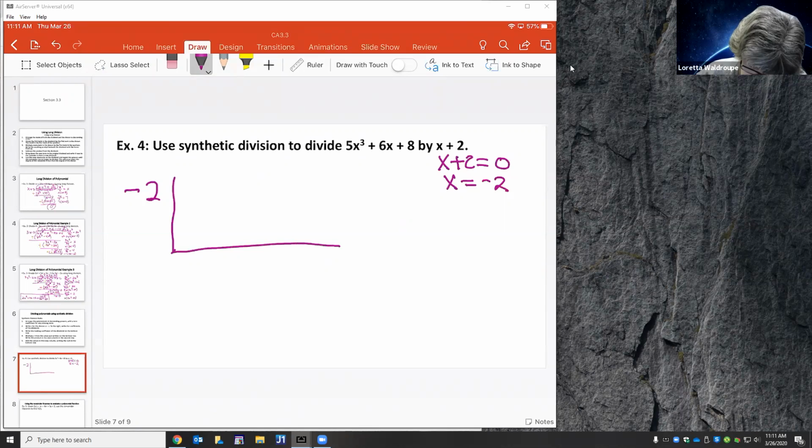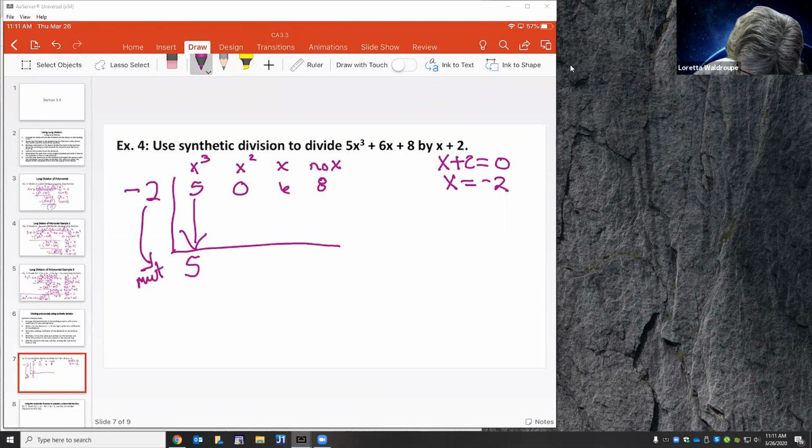Your coefficients go inside, so I have x cubed. The next term down would be x squared, x, and no x. Remember, if you're missing a power, you have to put a 0 in its place, okay? Your first number just comes down, you do nothing with it, and then you multiply times the -2 and write it under the next term. Add, multiply, add, multiply, add.